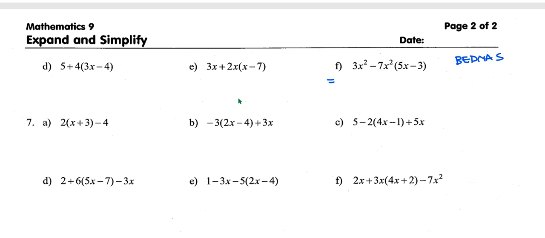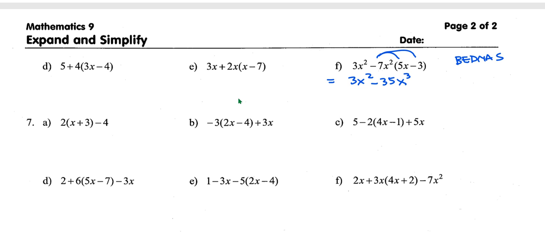So I noticed that there are brackets. There's a 5x minus 3, but there's nothing I can do because they're not like terms. So the next thing I can do is this multiplication. The 3x squared is just going to sit there. We're not ready for it yet. And I'm going to expand this part. So negative 7x squared times 5x. Negative 7 times 5 is negative 35. And now I have x squared times x. That's x cubed.